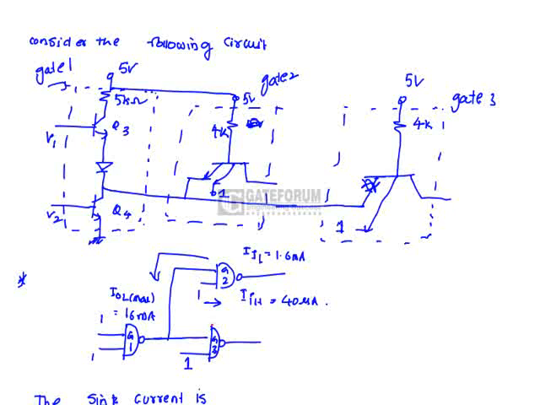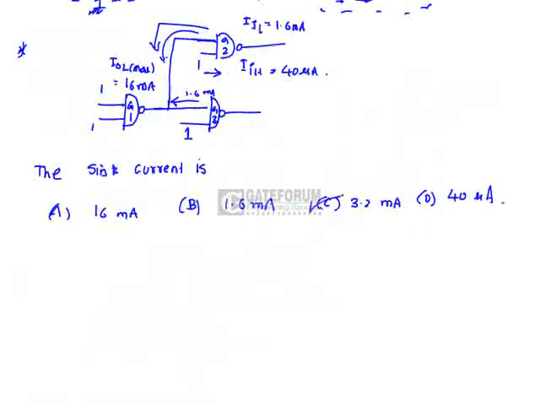So now, suppose gate 1 is in low state, this is also low. So the current going to flow here is 1.6 milliamps. Similarly, the current is also going to flow from here, which is also 1.6 milliamps, because the output of the first gate is in zero state, which is IOL. So it is 3.2 milliamps. Hence option C is correct.